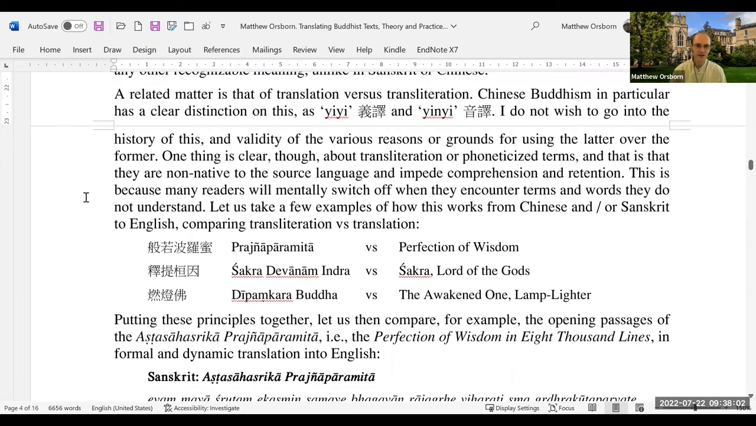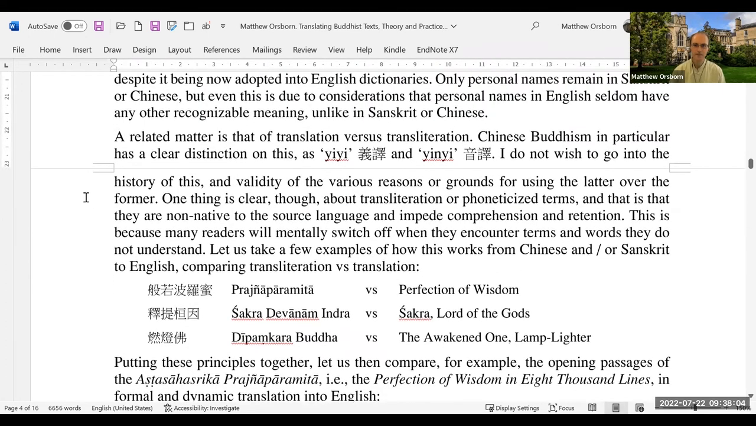A related matter is that of translation versus transliteration. Now, Chinese Buddhism in particular has a clear distinction on this, the distinction between yi and yin. And I do not wish to go into the history and the details and the validity of the various reasons or grounds for using one versus the other. But one thing is clear about transliteration or phoneticized terms, and that is that they are non-native to the target language and they will impede comprehension and retention. This is simply because many readers will mentally switch off when they encounter terms and words they don't understand.